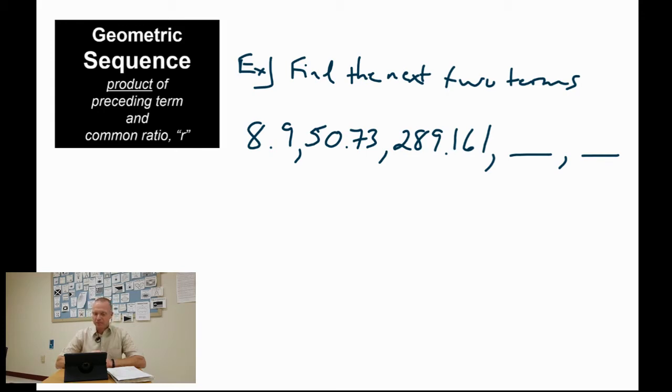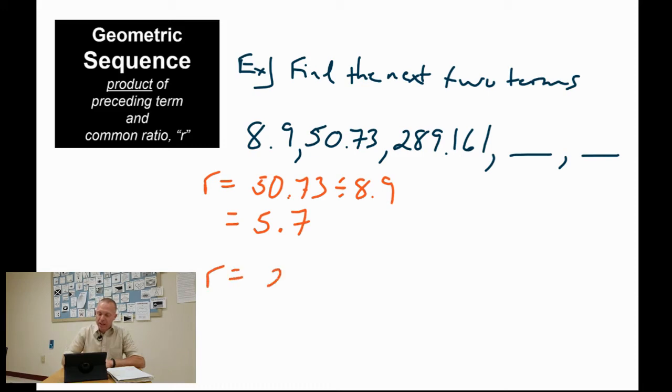You're dividing, aren't you? You're dividing, but which way are you dividing? Okay, did you take 50 divided by 8.9? Well, if you did, then you'd be finding what's known as the common ratio. Now that common ratio comes out to be 5.7. And if you test it with the next set of numbers, that is, if you test it with 289 divided by 50, you'll discover why we call it a common ratio, because it also comes out to be 5.7.